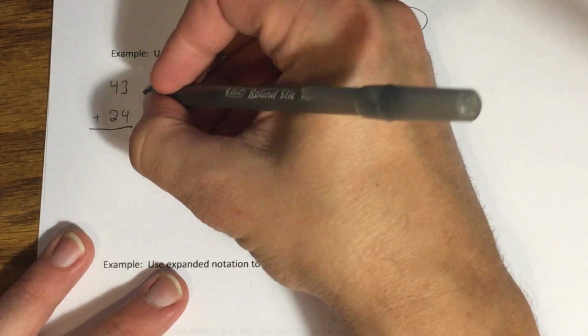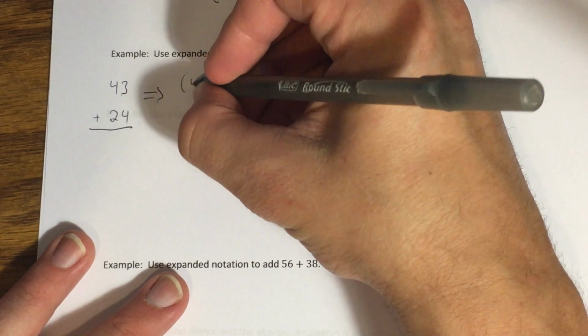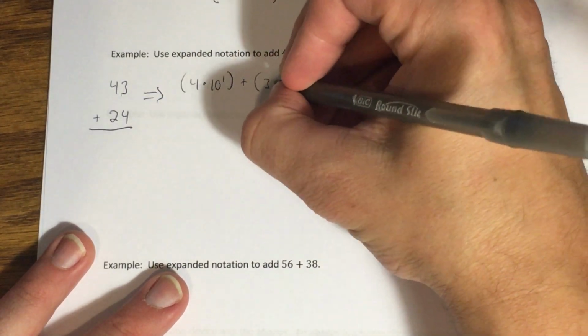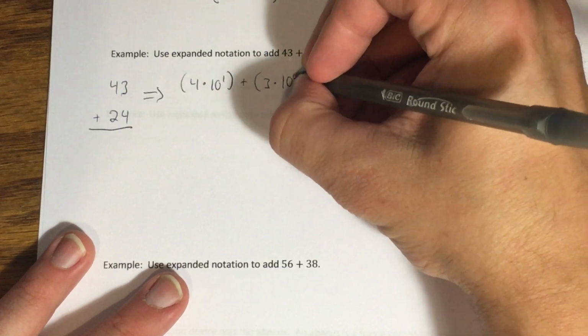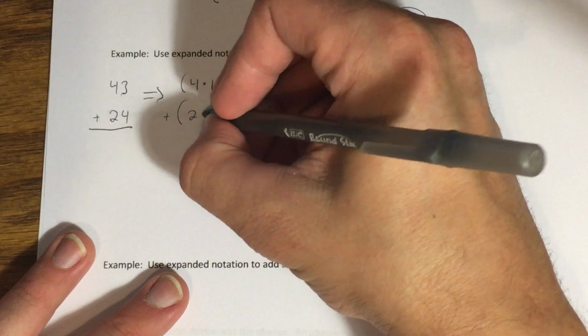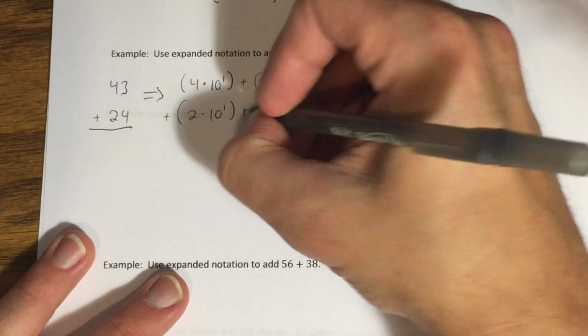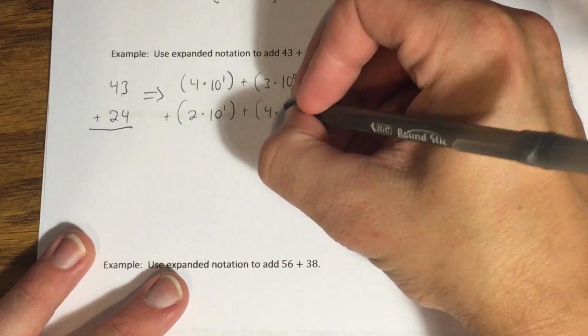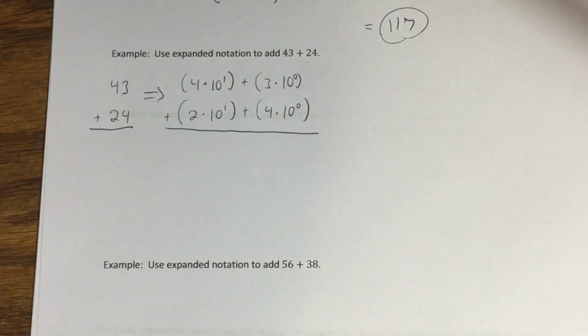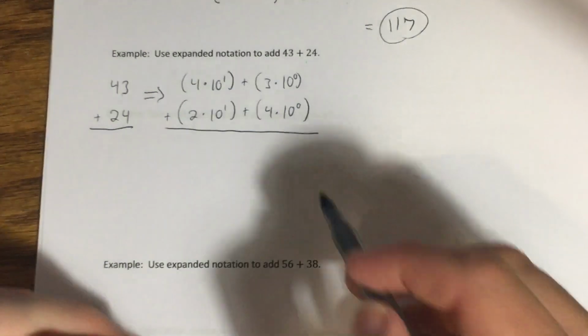So if I were to write these in expanded form, 43 is 4 times 10 to the power of 1 plus 3 times 10 to the power of 0. And then 24 has two tens, so that's 2 times 10 to the first power plus 4 times 10 to the power of 0. And again, we add everything vertically.